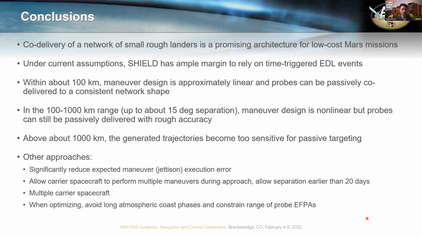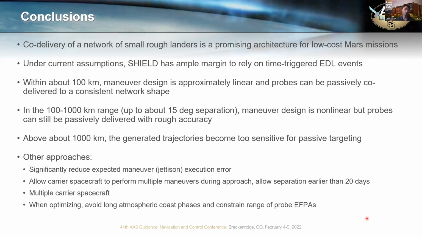One would be to, in some way, drive down that expected maneuver execution error. We assumed a relatively large dispersion here for that. You could also allow the carrier spacecraft to perform multiple maneuvers during approach. You could also allow separation of the probes earlier than 20 days before entry. Of course, if you permit multiple carrier spacecraft, then you can just deliver these probes exactly where they need to go. Not necessarily one for each probe, but several bunches could make this problem much easier.